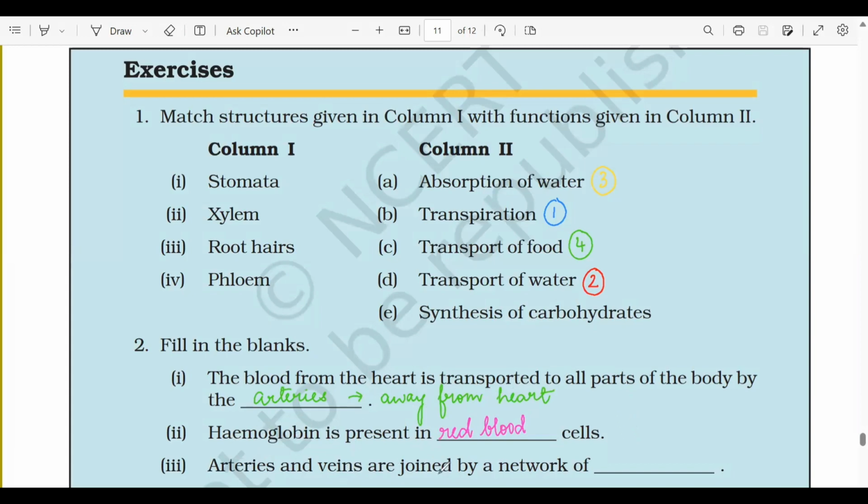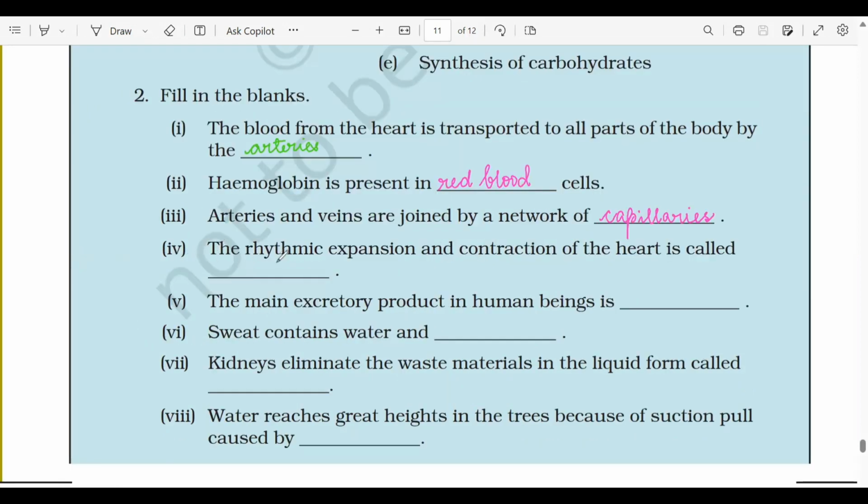Arteries and veins are joined by a network of capillaries. Arteries further break down to form capillaries, and then capillaries join to form veins. Now let's move on to question number 4. The rhythmic expansion and contraction of the heart is called the heartbeat. हमारा हार्ट एक rhythm में contract और expand करता है, and that rhythmic expansion and contraction of a heart is called heartbeat. Question number 5.